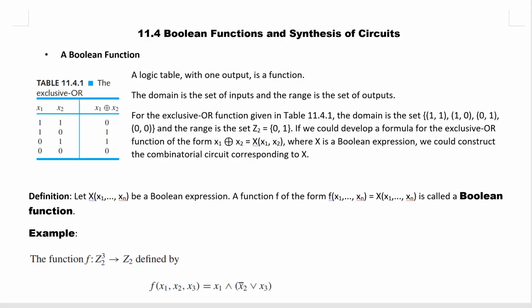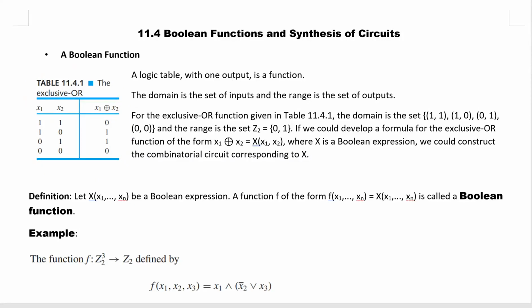Hi everyone! Today let's talk about section 11.4, Boolean functions and synthesis of circuits. So let's look at this logic table. Do you remember we talked about the exclusive OR? Exclusive OR means we have to pick either x1 or x2, but we cannot pick both. That's why when x1 and x2 are both 1s, x1 exclusive OR x2 is going to be 0. As long as exactly one of them is 1, then we get 1. Otherwise it is 0. So that is the exclusive OR.